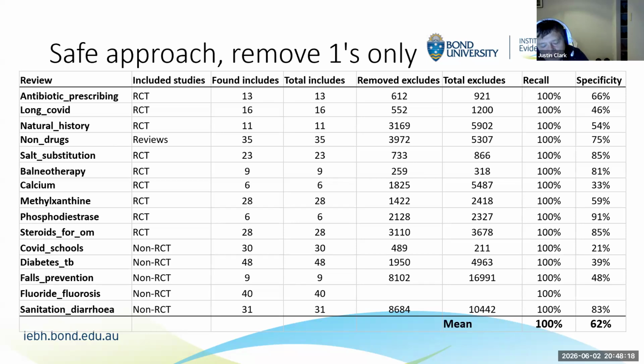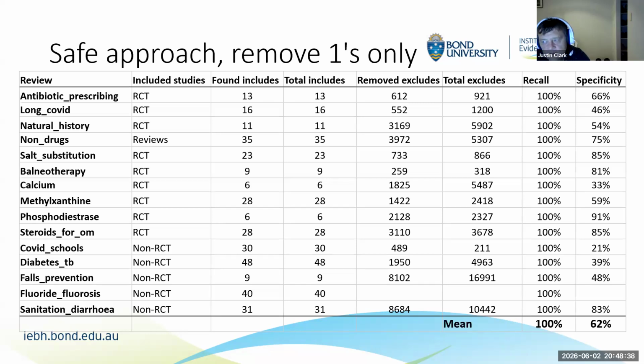Across every review we've evaluated it on, and not just these, we've got anecdotal evidence, which you shouldn't trust, but we've used it on lots of different reviews as well, not just these 15, and we've never found a time where it excluded an includable study. So we've got 100% recall across every review.